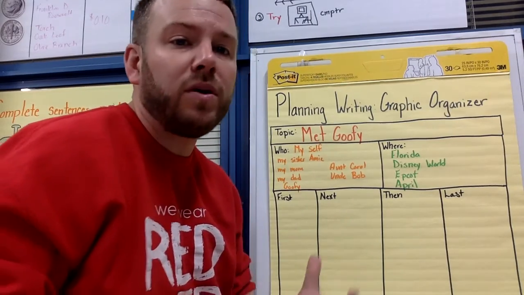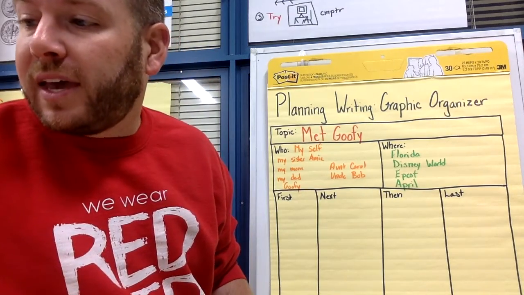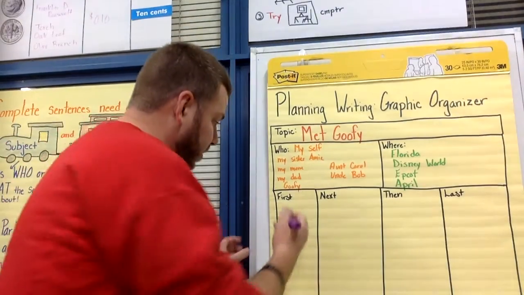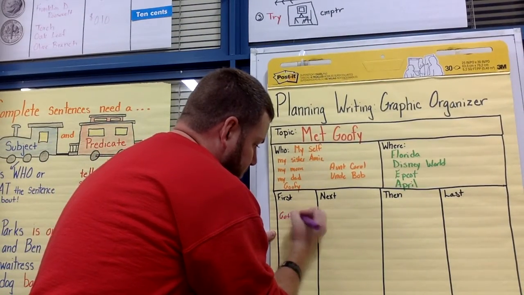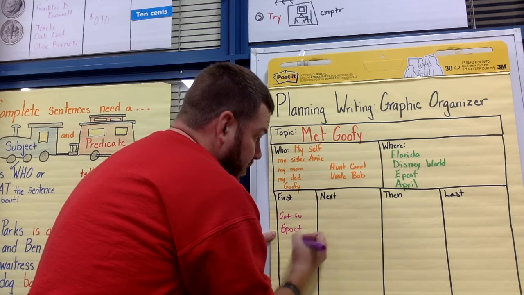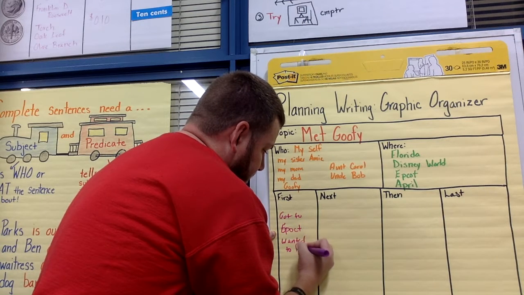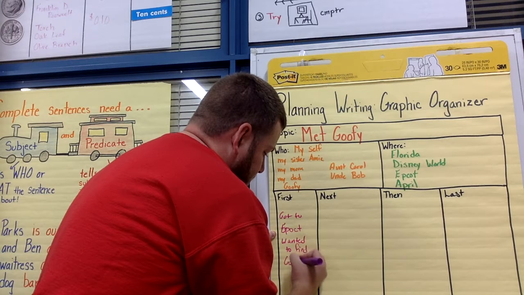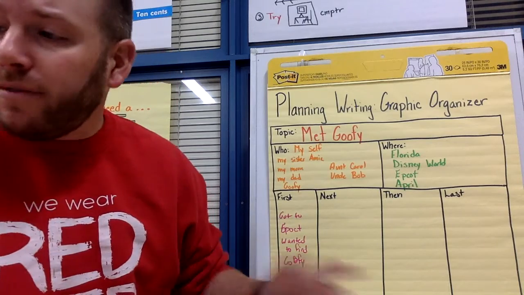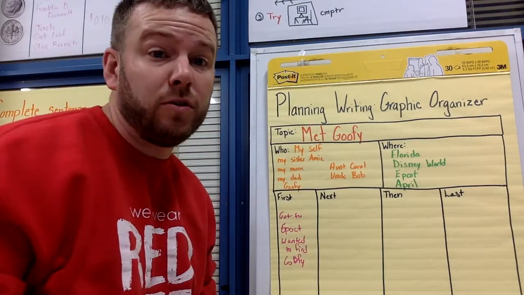So that's important because that helps us with those details. What was the weather like? What did it feel like? So we've got where. Then we want to start thinking about our story. What happened first in our story? Well, we got to Epcot, wanted to find Goofy. That's all I really wanted to do when I got there. Everybody wants to find Mickey. Everybody wants to find Minnie. I wanted to find Goofy.